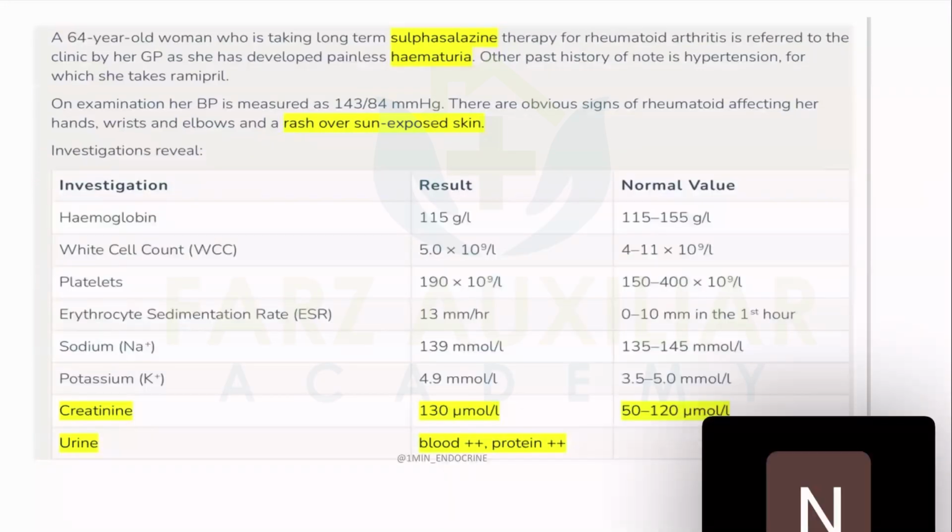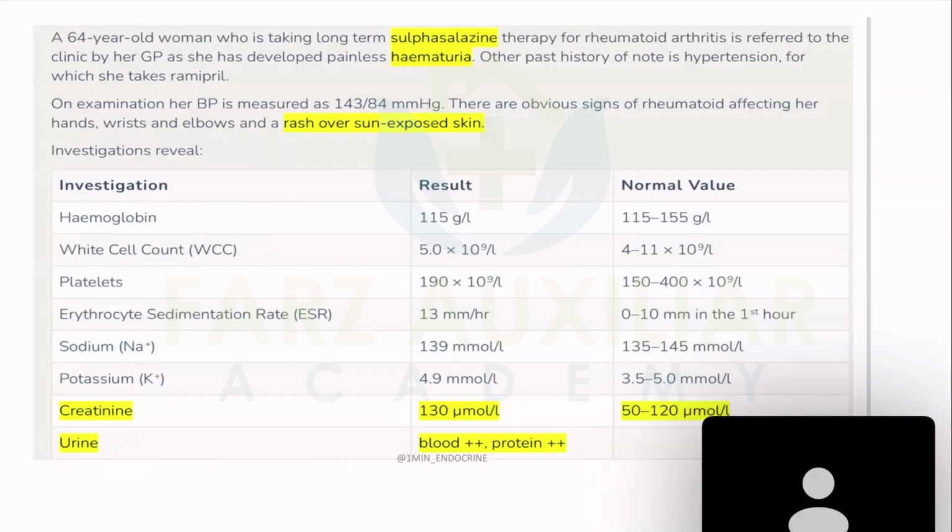Sir, okay. So to me now it looks more like, instead of a straightforward SLE, a drug-induced lupus, sir. Yes, it is drug-induced lupus. Not a straightforward SLE. Sulfasalazine. Sir, why not lupus nephritis?